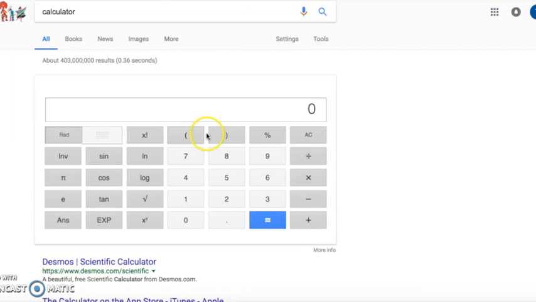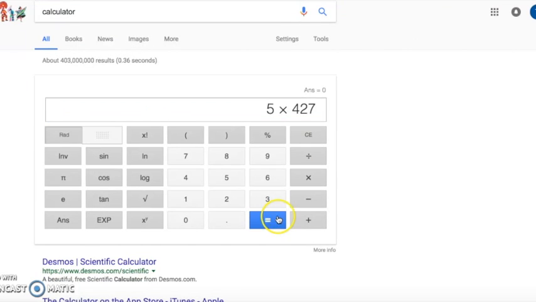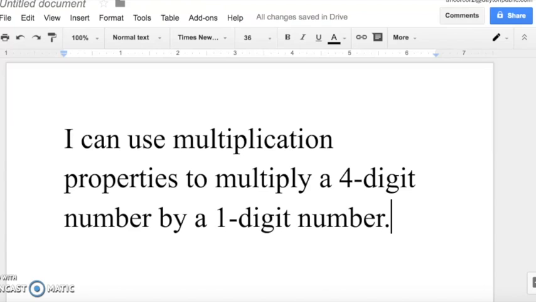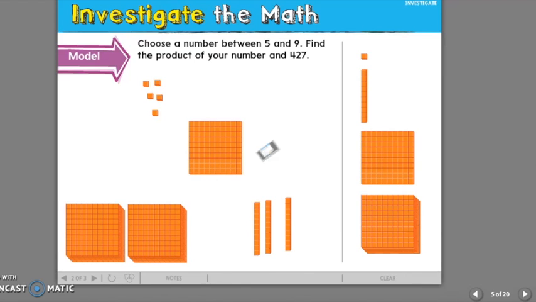Now I'm going to check my work and see if 5 times 427 comes out to that. And I get 2,135, so I know my work is correct. Now, like I said before, that takes a lot of time, and we don't just walk around with base 10 blocks a lot. So we're going to look at how to do this today without those blocks.